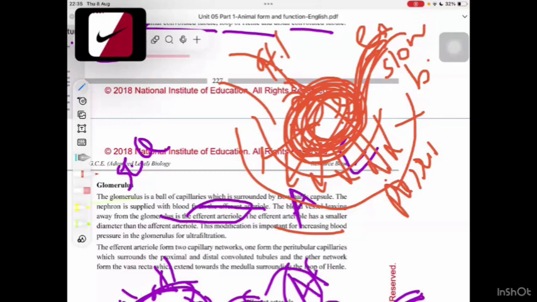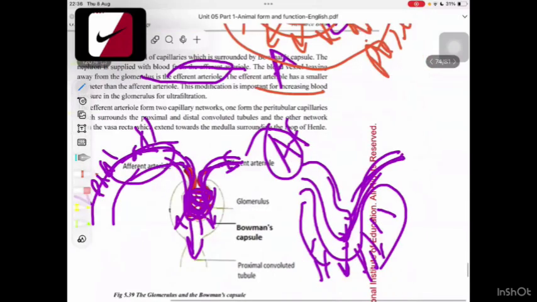So from the efferent arteriole, two capillary networks are formed. One is the peritubular capillaries, and the other is the vasa recta, right? Peritubular capillaries surround the proximal and distal convoluted tubule. Vasa recta surrounds the loop of Henle. Vasa recta surrounds the loop of Henle, and peritubular capillaries surround the proximal and distal convoluted tubule, right?